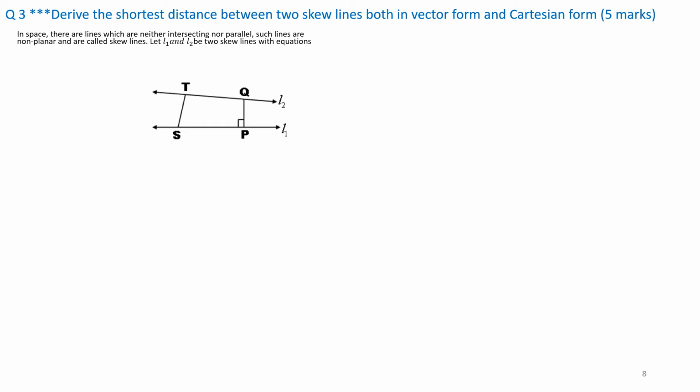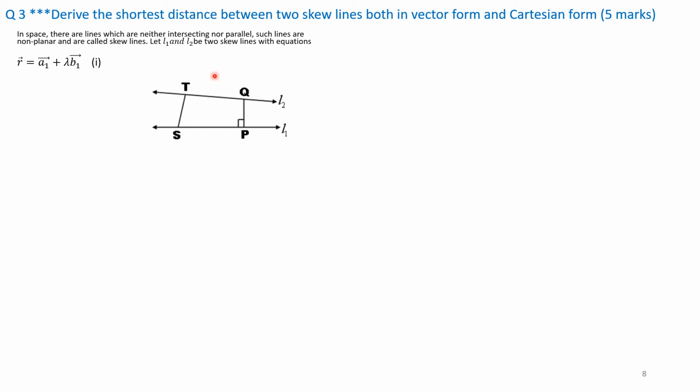In space, there are lines which are neither intersecting nor parallel. Such lines are non-planar and are called skew lines. These are shown in the figure, and these lines are skew lines. They never intersect each other nor do they meet.